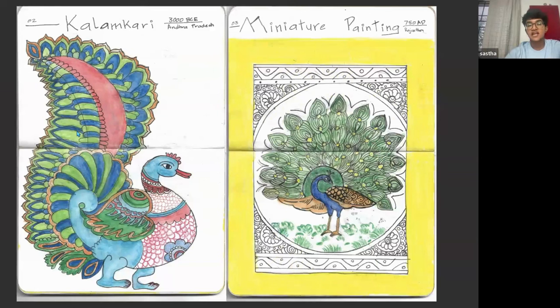Then on the left is Kalamkari. Kalamkari also uses, as I said, dulled down colors. Since it uses more watercolor techniques, the colors aren't vibrant enough, but they can create detail and more in-depth patterns. And miniature paintings, also known as Mughal miniature paintings, are usually extremely small in size. They have extreme detail to them and it's very intricate.